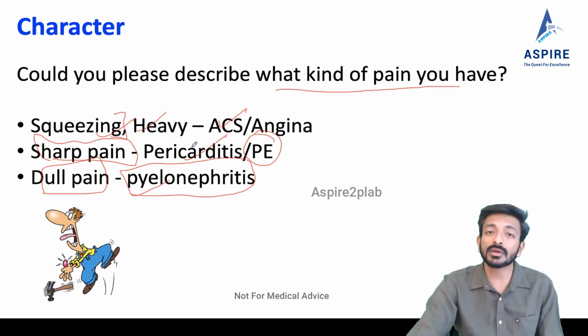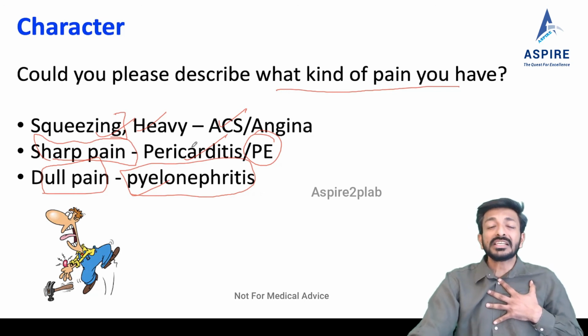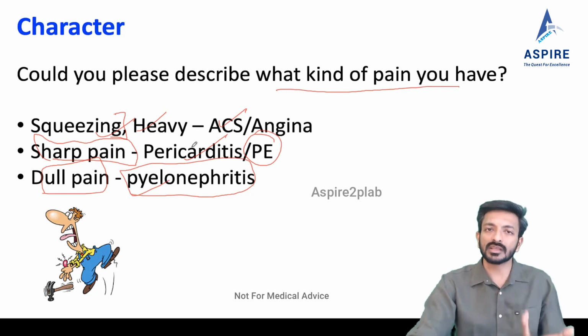Meaning the character of the pain is not the only thing. There are lots of things in SOCRATES, but character is very important. It will give you good information regarding the diagnosis. The patient is having chest pain. Doctor, I feel somebody is sitting on my chest. It's very heavy. We are thinking about MI. We are thinking about acute coronary syndrome.